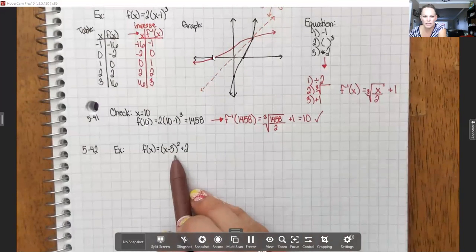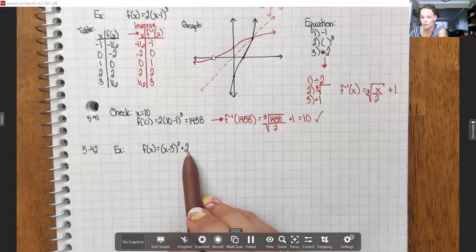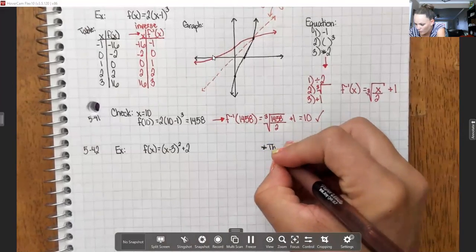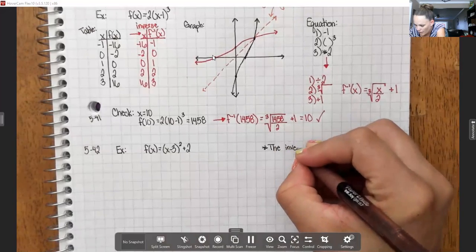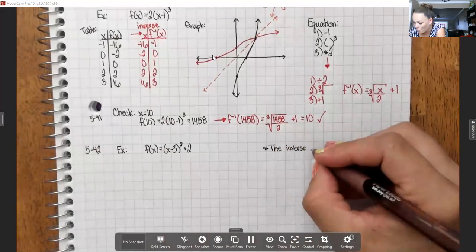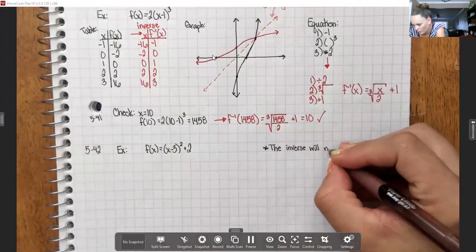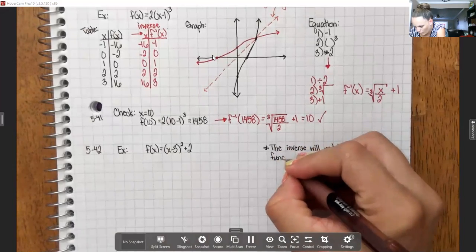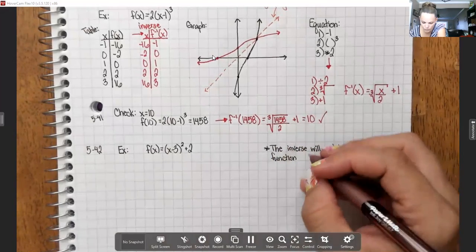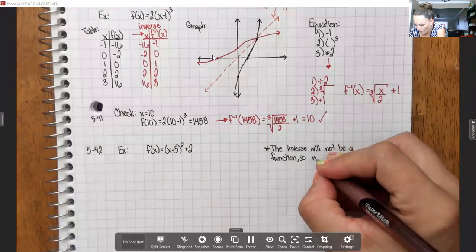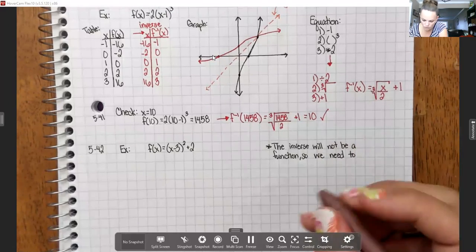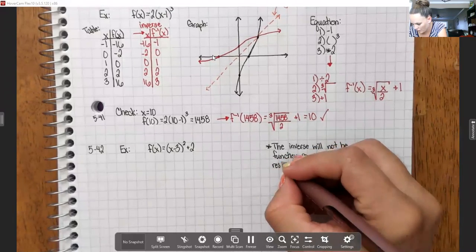So the first thing I want to say here, we know that this is a parabola. Everyone in here should know this. It has a squared on it. So this is what we talked about yesterday. The inverse will not be a function. So we need to restrict the domain.